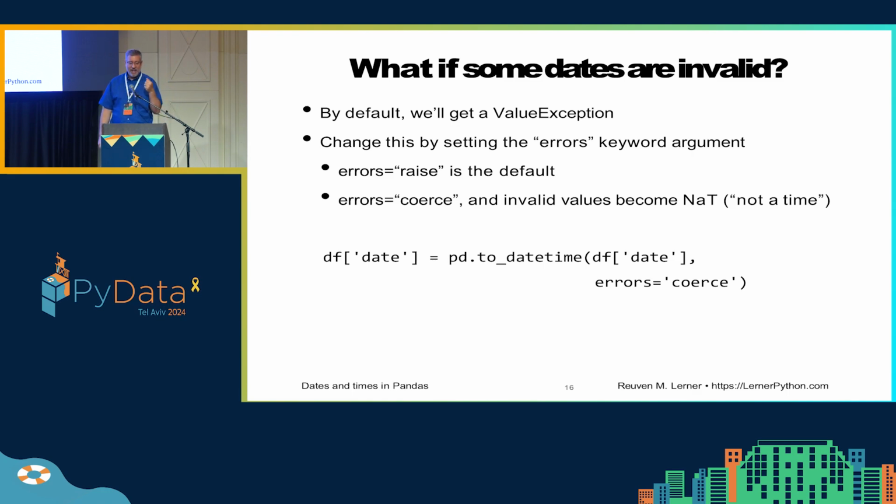But if we say errors equals coerce, that means I don't care if there's a problem, I still want this data to be read in, and then I will get NaT, not a time. It's like the time version of not a number, of NaN. And so if I say here, for example, pd.to_datetime of a date column somewhere, errors equals coerce, I'm guaranteed to get that back. I will not get a ValueError, but I'll get NaT if there is something there.